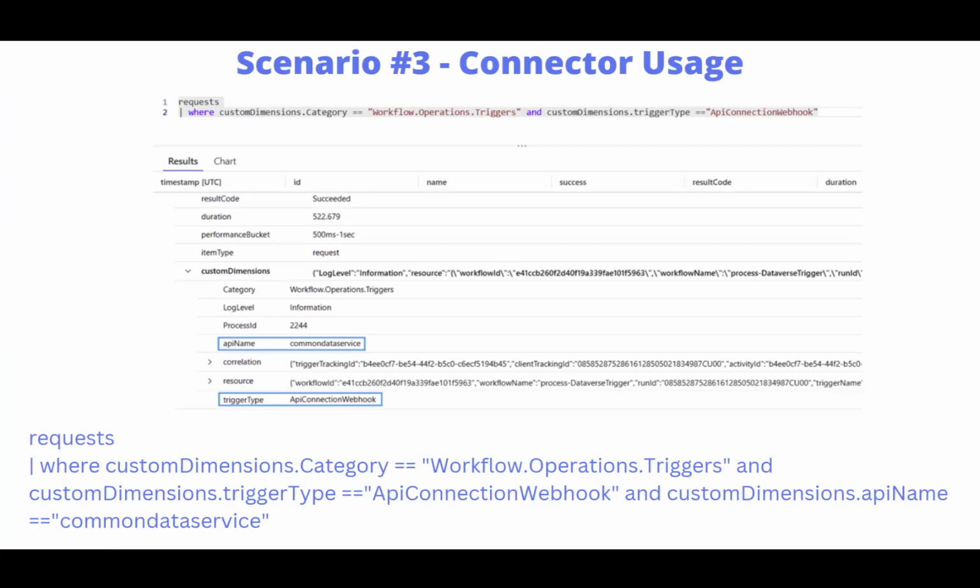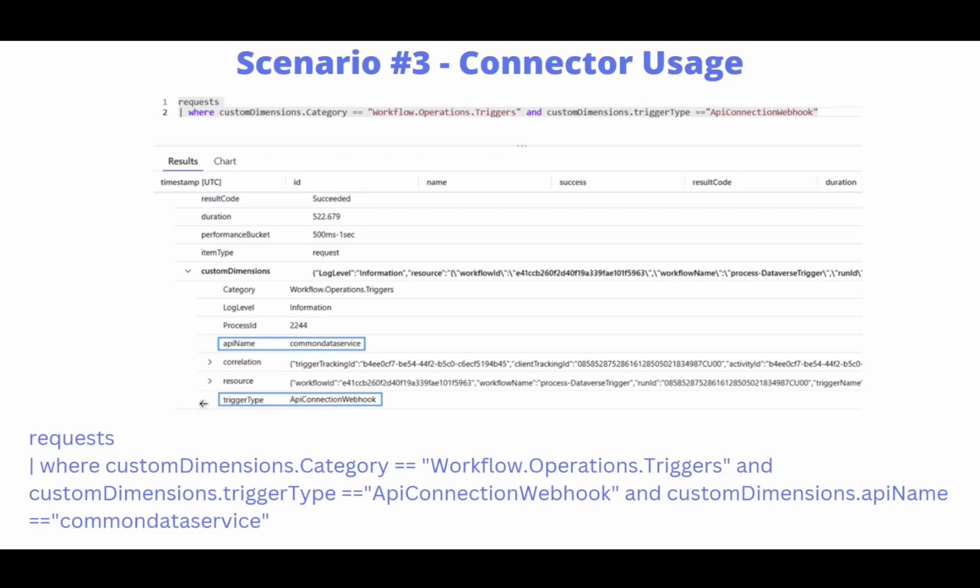All right, next is connector usage. What we can do in the custom dimensions node is look for API name and trigger type. In this case, I was interested in Dataverse. Show me basically a trigger where there is a Dataverse being used. And what's important here is we can look at category number 1, so we can distinguish between a trigger and an action. Then number 2, we can provide the API name, and then lastly the trigger type.